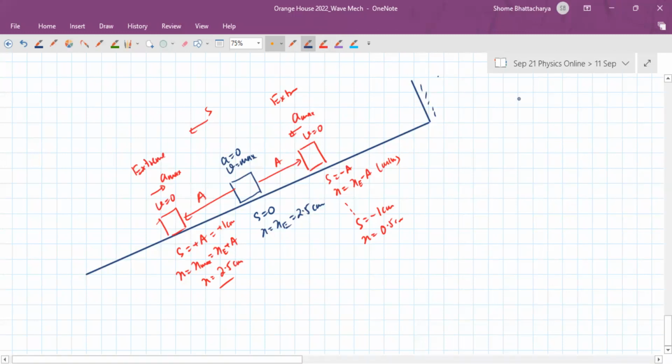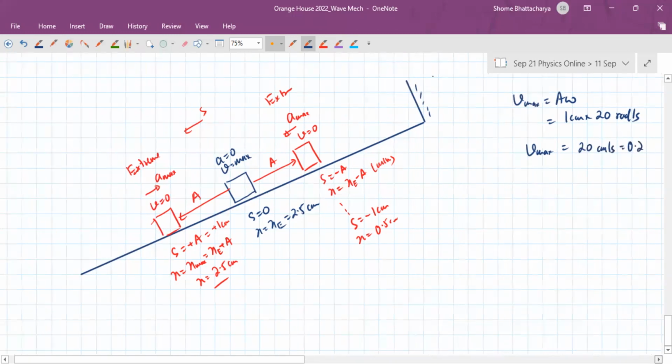Now you can also see here that V max is equal to a omega. So 1 centimeter into 20 radians per second. So maximum speed the block will have at any point of time is 20 centimeters per second or 0.2 meters per second.